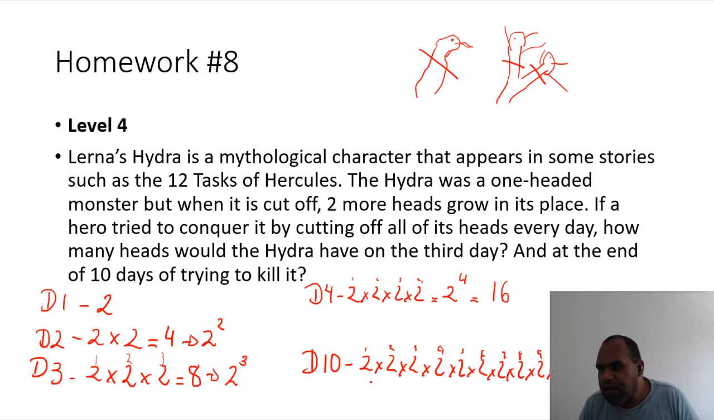Let's do the calculation right now. This is so hard. Yeah, let's try to do it. 2 times 2, 4. 4 times 2, 8. 8 times 2, 16. 16 times 2, 32. 32 times 2, 64. 64 times 2, 128.